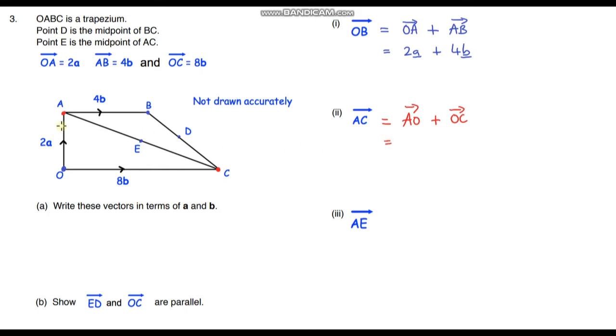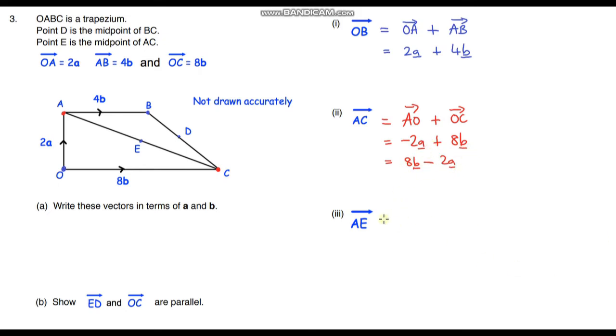So what are these vectors? Well, A to O, that's the opposite of O to A. So that's negative 2A. And then from O to C, that will be plus 8B. And we can rewrite it as 8B minus 2A. Let's put our lines underneath here. Okay, so either of these will be fine.